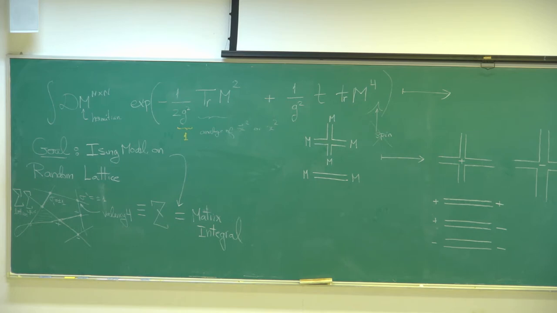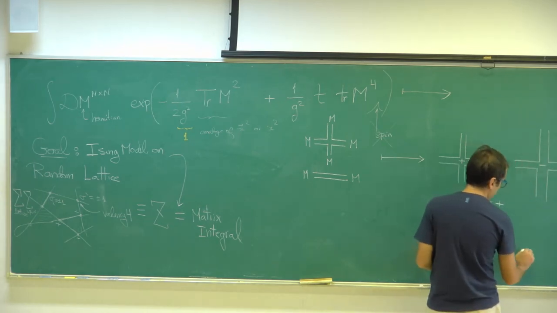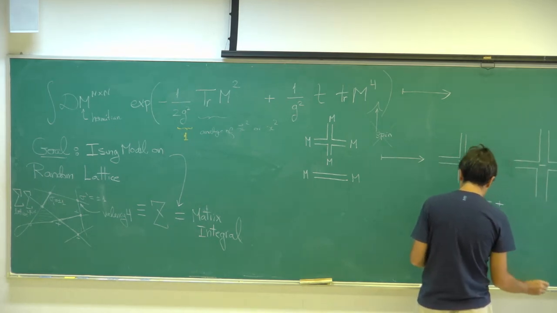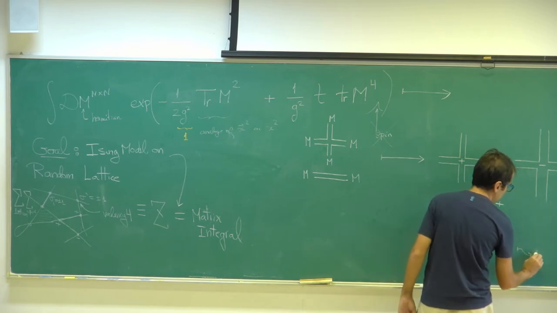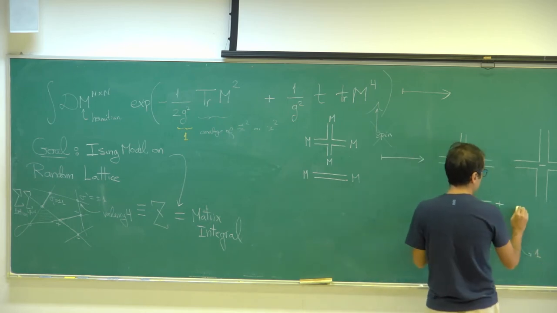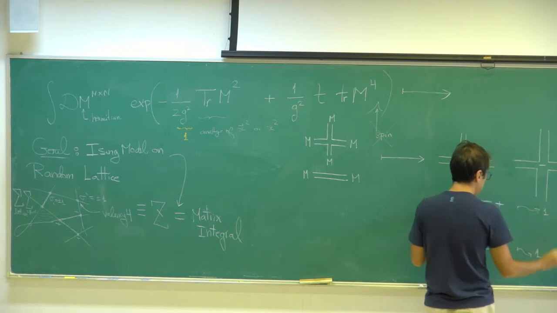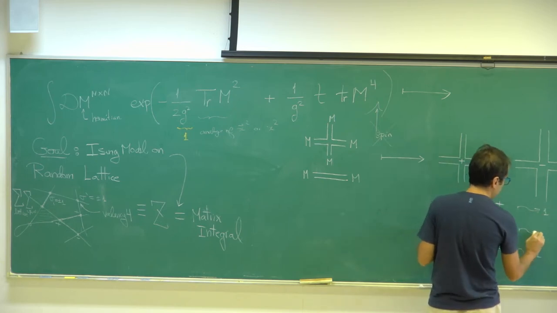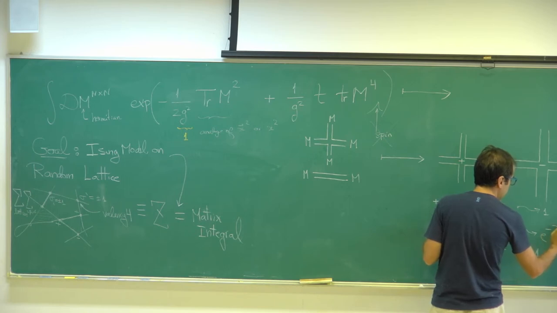And when the spins are different, when the spins are plus and minus, it's equal to e to the minus 2j. Do you agree? So that's the weight I want to associate to each edge. I want this propagator to come with a weight 1. This propagator between plus and plus I want to give 1. And this propagator between plus and minus I want to give e to the minus 2j. Right?